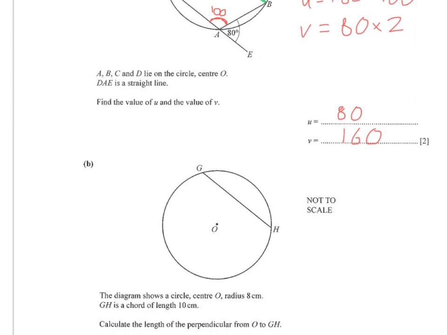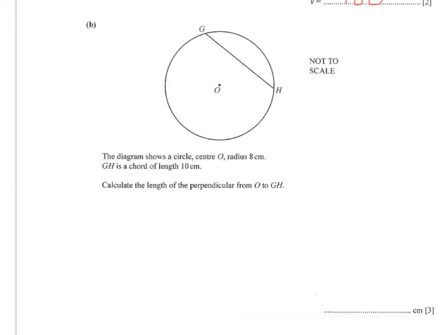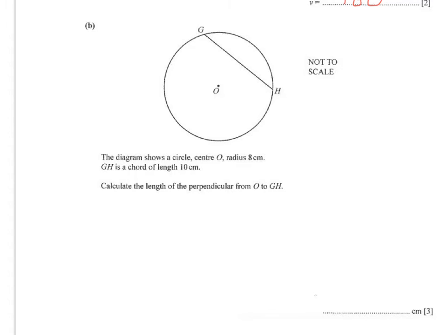We've done cyclic quadrilaterals and the angle at the centre. Now the length of the perpendicular from O to GH. Just reading this, it tells us what the radius is, and it's about a perpendicular from O to GH. So I start straight away by drawing on that perpendicular of which it talks. So it goes through there. Now I know it is 8 centimetres long.